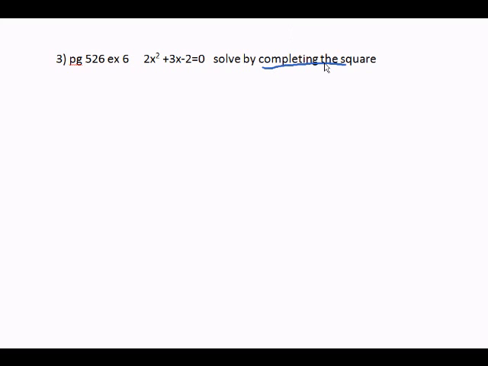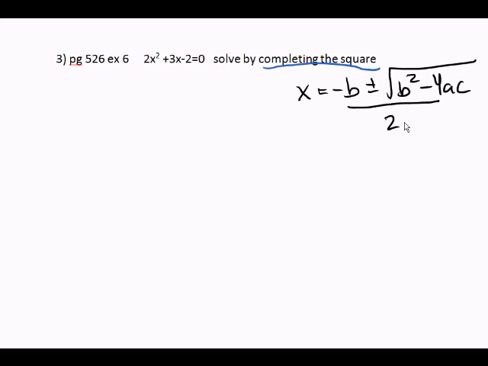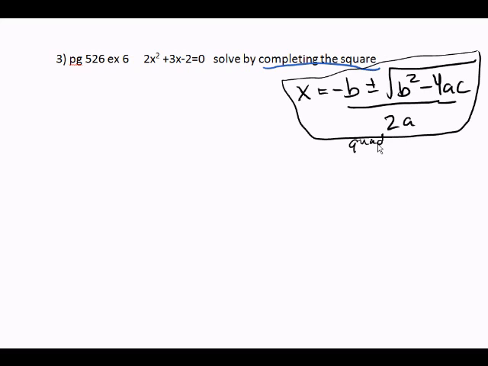526, example 6. Now, I'm going to do this differently. It says solve by completing the square. I'm not going to complete the square because you only have to do this for one problem. I'm going to use this other method. x equals -b plus or minus the square root of b squared minus 4 times a times c, all divided by 2 times a. Does anybody remember this?